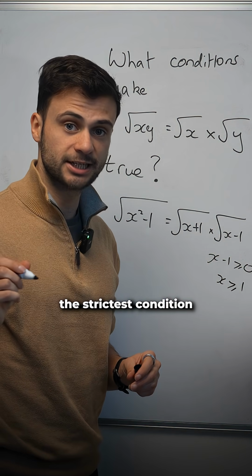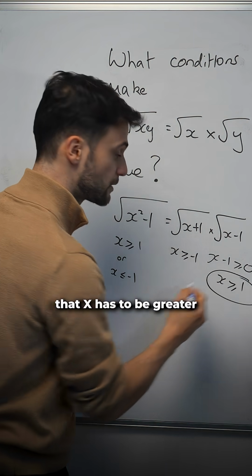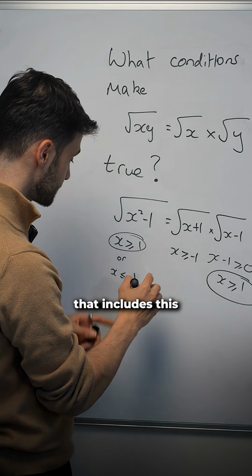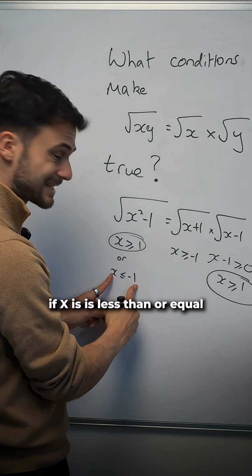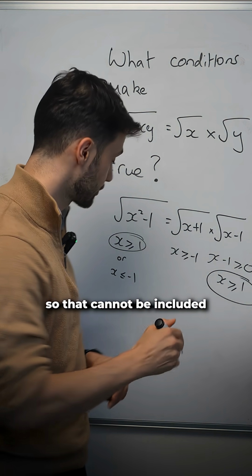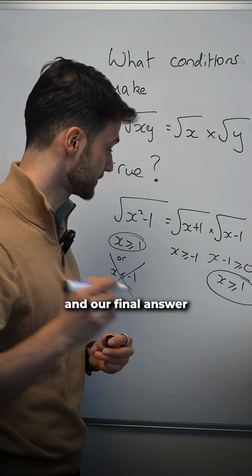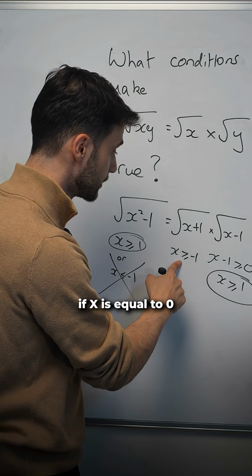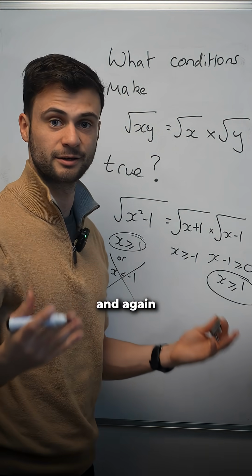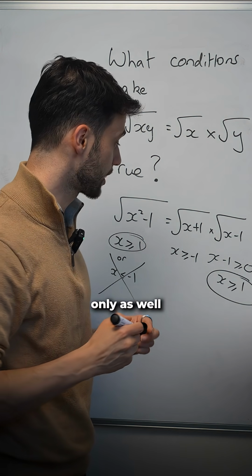The strictest condition that we have out of all of these for this whole thing to be true is that x has to be greater than or equal to 1, because it's the one that includes this, but also this. If x is less than or equal to -1, it makes the other parts untrue, so that cannot be included in our conditions and our final answer. Same with if x is equal to 0, because then 0 minus 1, and again, we're into complex numbers again. So that wouldn't work if we're looking for real solutions only as well.